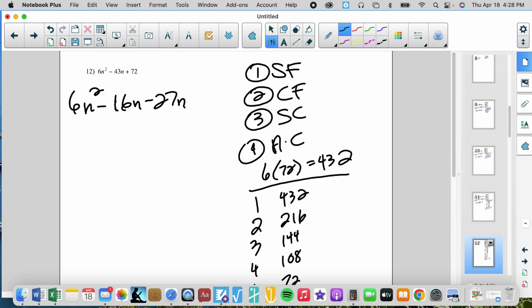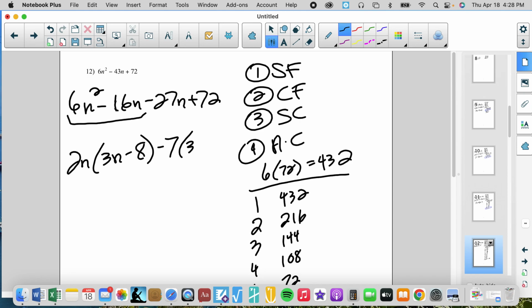Negative 27n plus 72. Let's factor out a 2n. That gives us 3n minus 8. Let's factor out a negative 9. And that gives us 3n minus 8. There you go. 3n minus 8 times 2n minus 9.